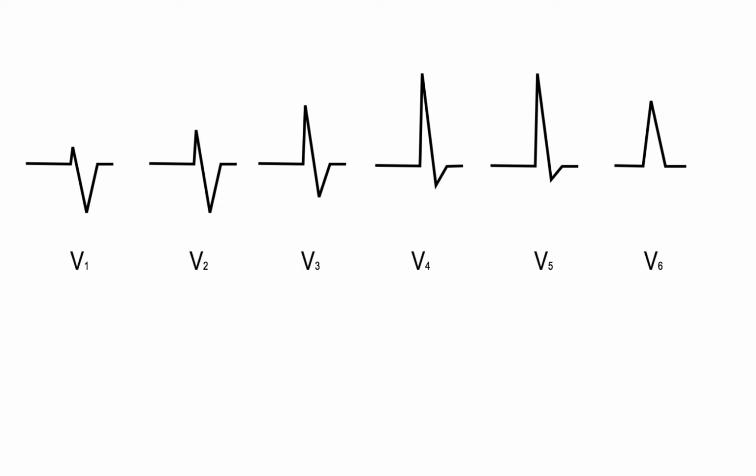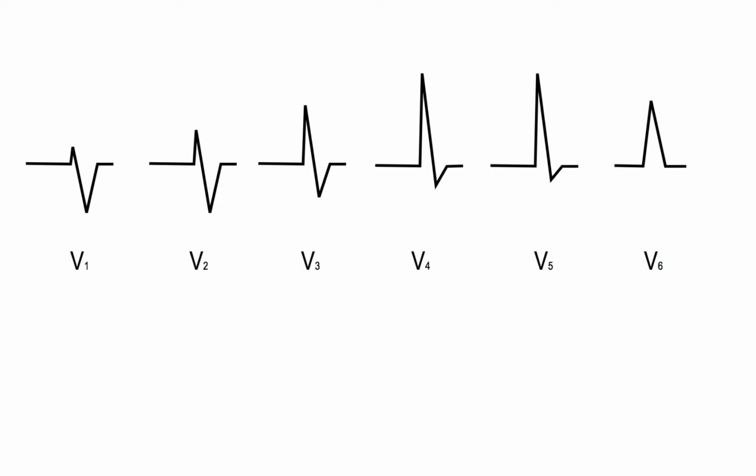Anything just past V3, between V3 and V4, is usually considered to be slight clockwise, but if you get even later in the EKG, then that's clockwise. So say, for example, you got to V5, and your S wave was still larger than your R wave.